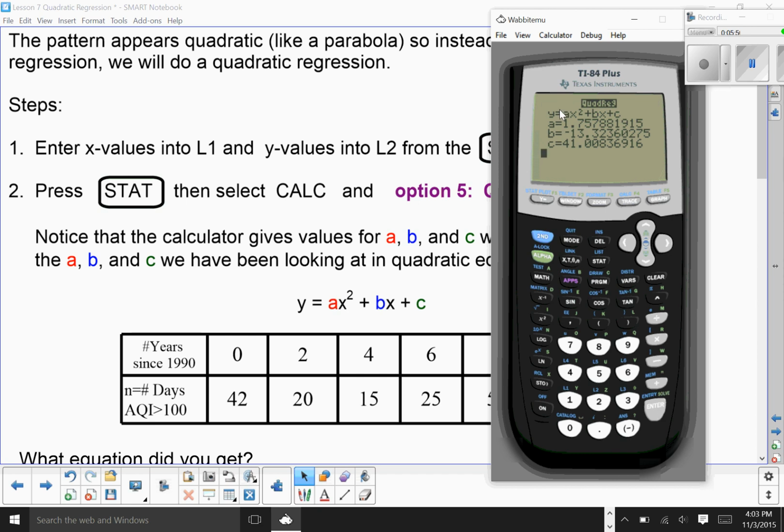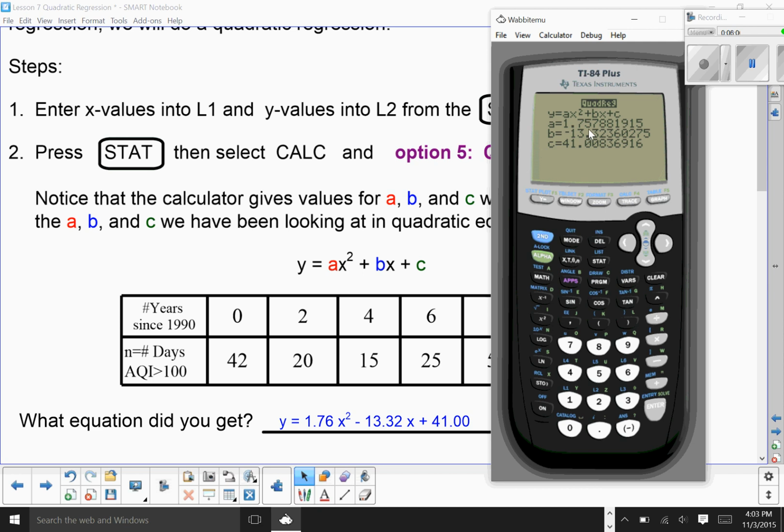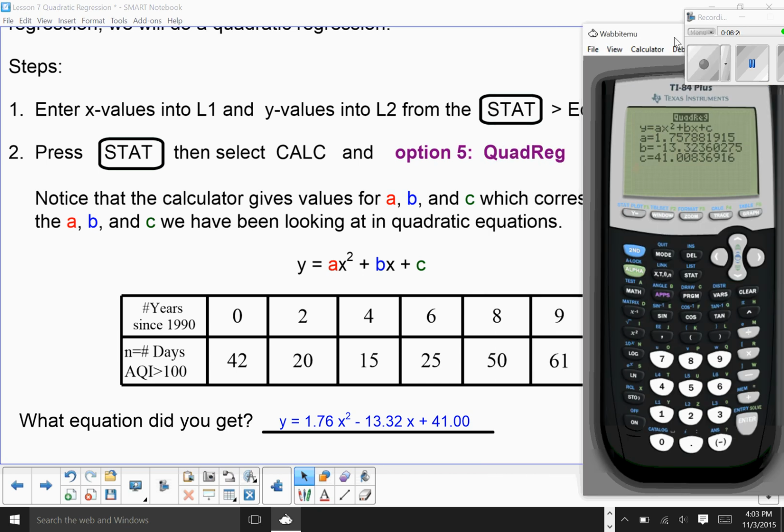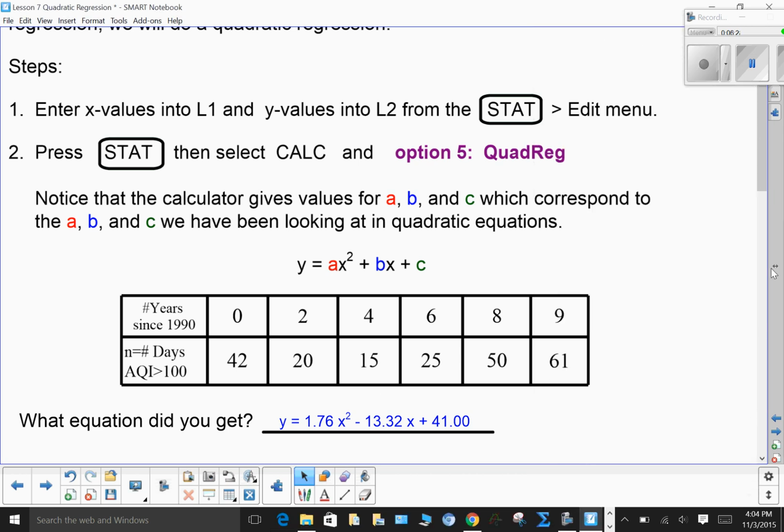Now, it tells me ax squared plus bx plus c, where a, b, and c are the following values. Notice that a, if I round it to 2 decimal places, is 1.76. The b value is negative 13.32. And the c value is 41 when it's rounded to the nearest hundredth. So here's my equation. Now I can use this equation to predict other air quality index values.